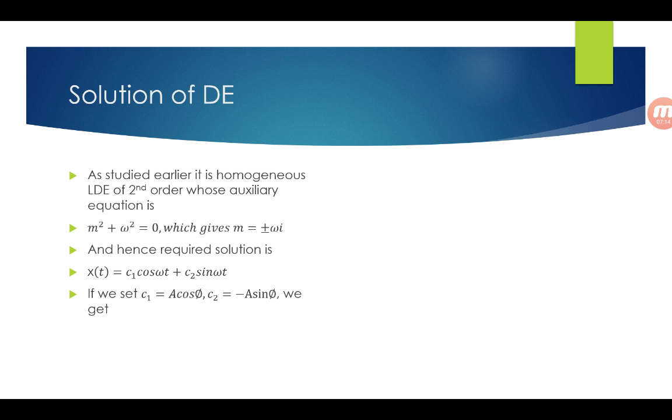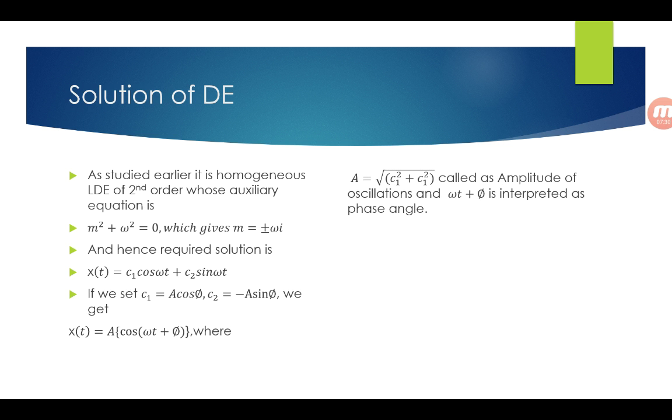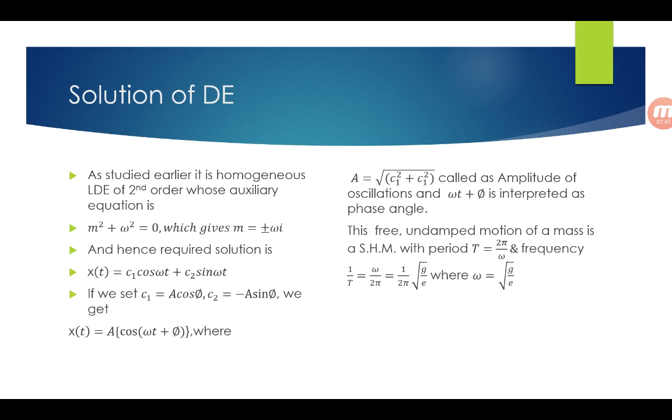If we set those arbitrary constants c1 as a cos phi and c2 as minus a sin phi, we can write x of t as a cos of omega t plus phi, where the value of a is nothing but root of c1 square plus c2 square, which can be interpreted as the amplitude of oscillations, and the term omega t plus phi is interpreted as the phase angle.